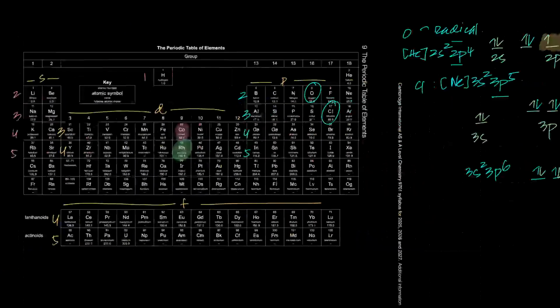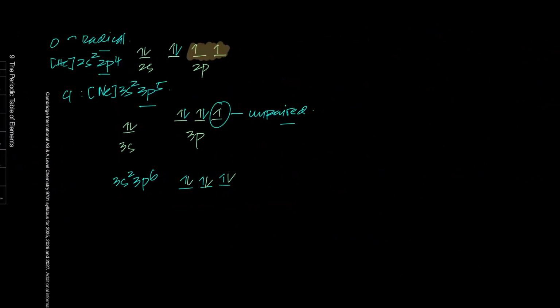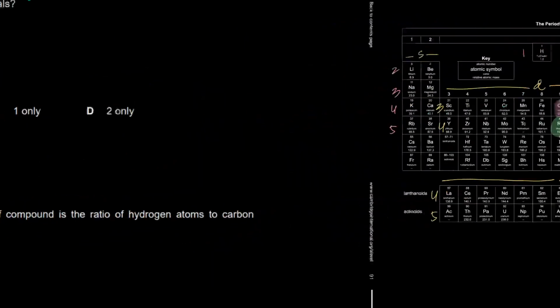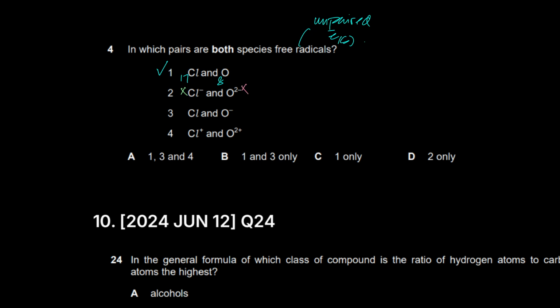And if you look at O2 minus, O2 minus means that oxygen has gained 2 electrons. So now it's not going to be 2s2 and 2p4. It's going to be 2s2, 2p6. And 2p6 means that all the electrons are filled. They are all paired. So this one is also not a radical.